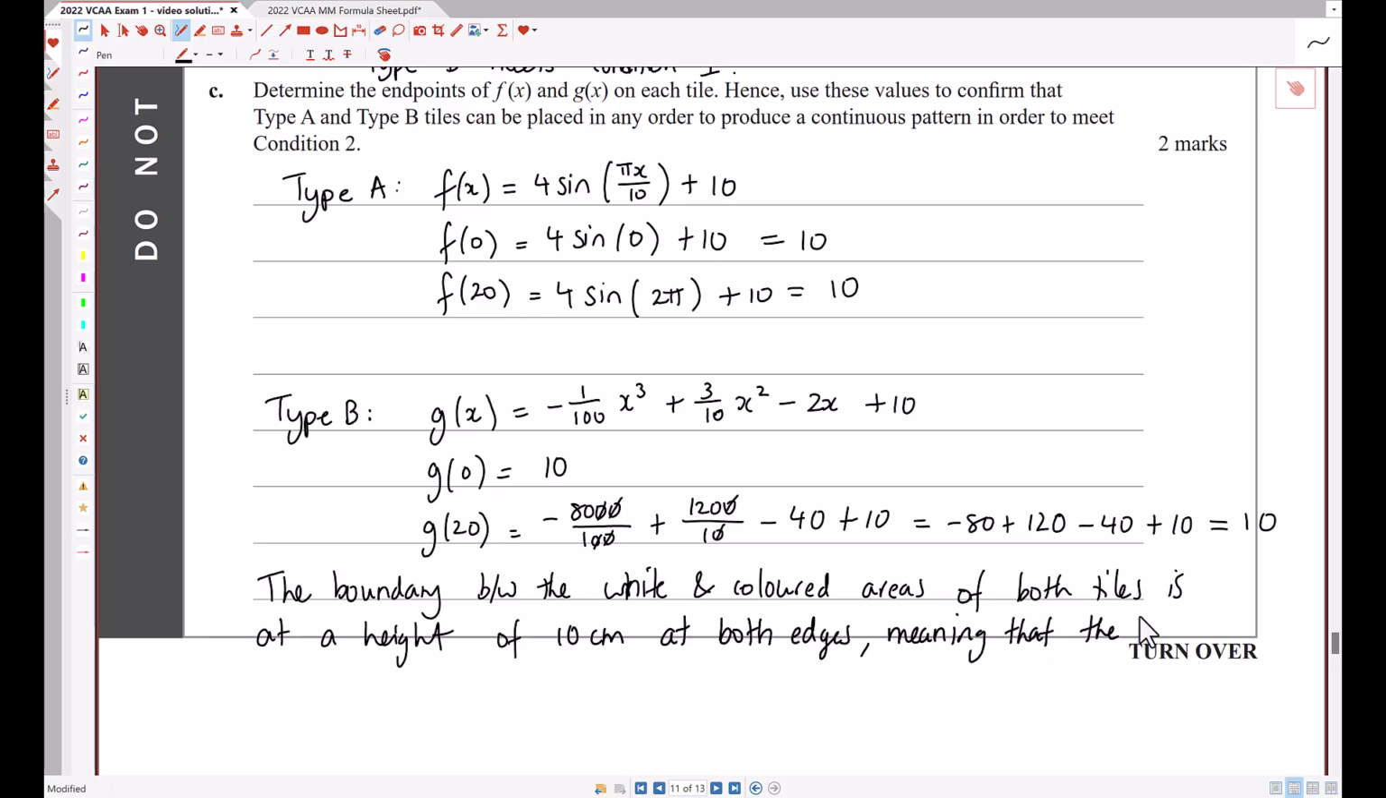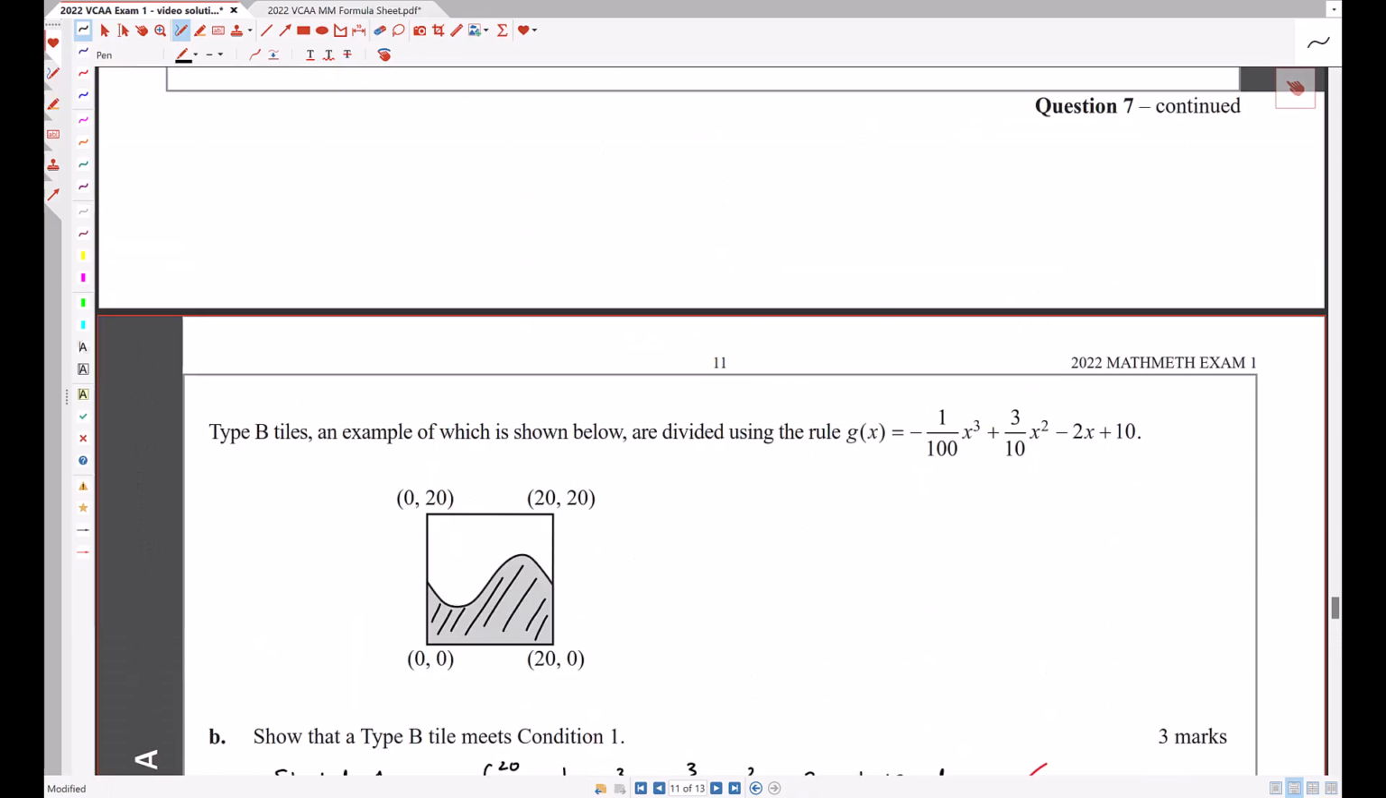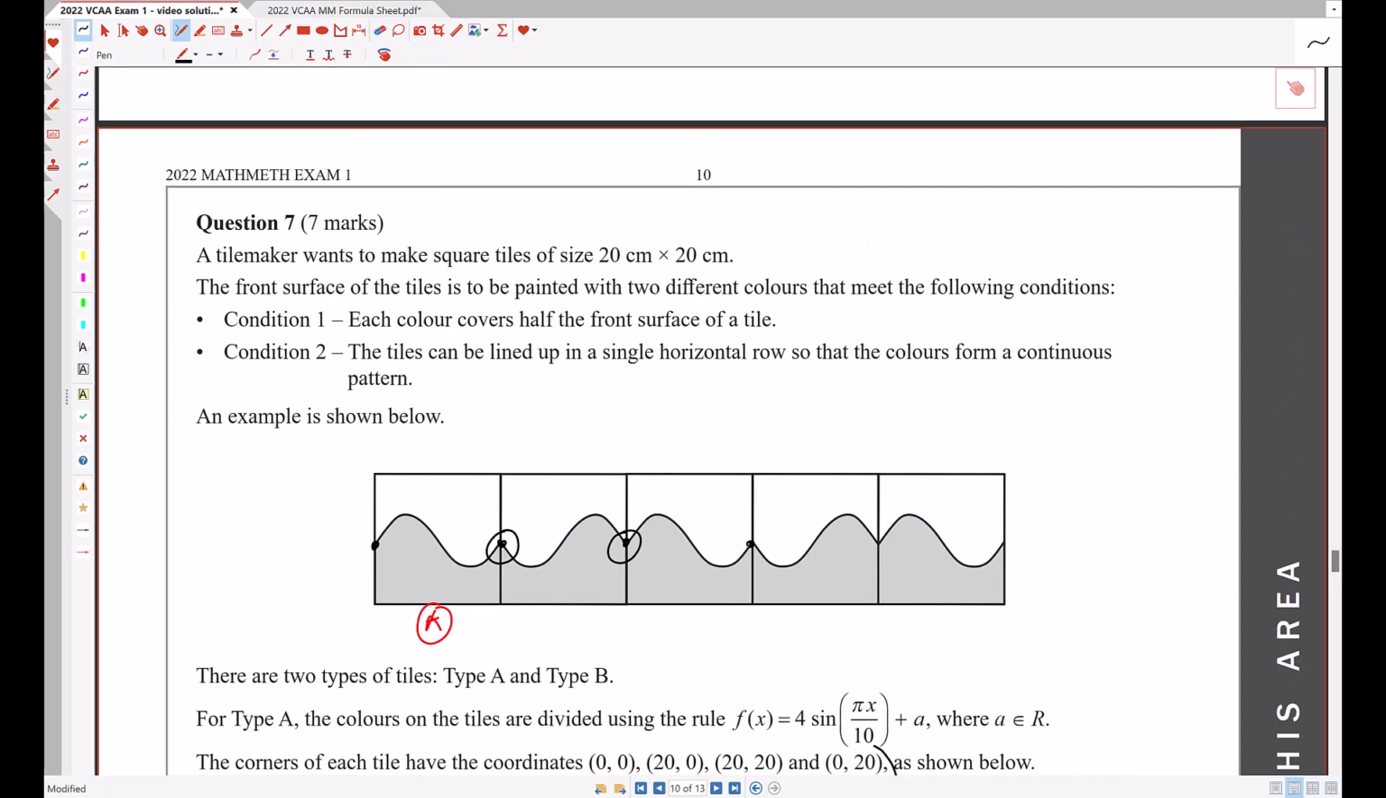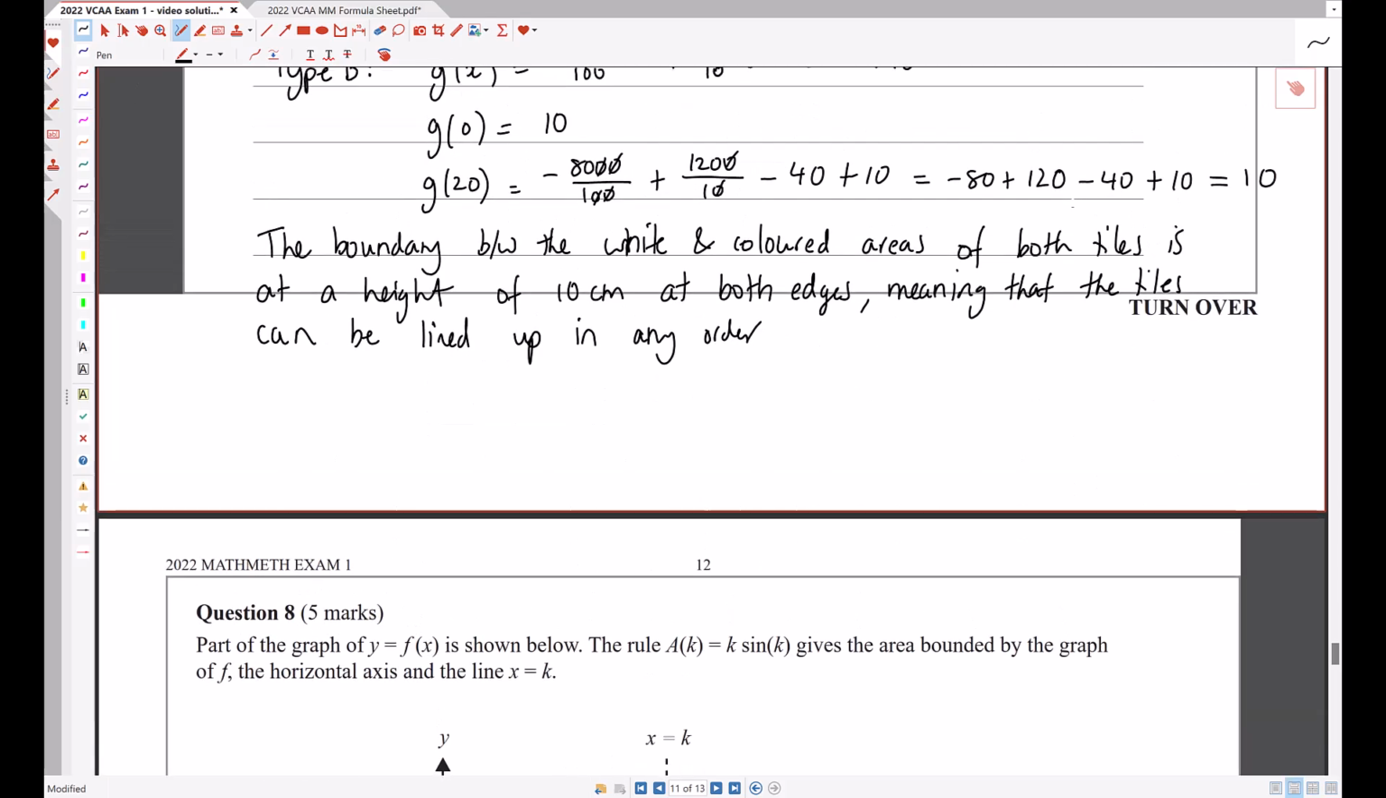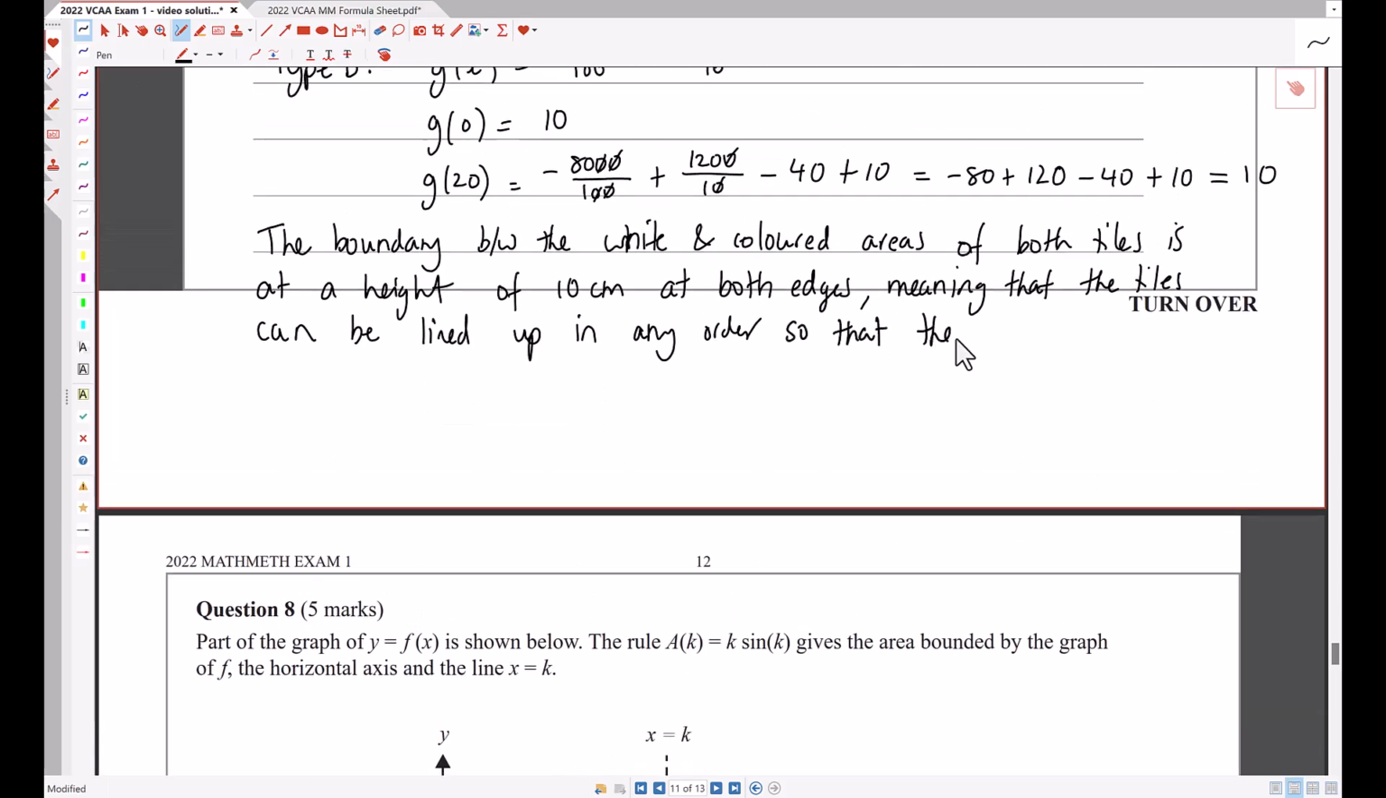meaning that the tiles can be lined up in any order. Let me just check what the wording was in condition 2. So the colours form a continuous pattern, in any order, so that the colours form a continuous pattern. Hence, the tiles meet condition 2.